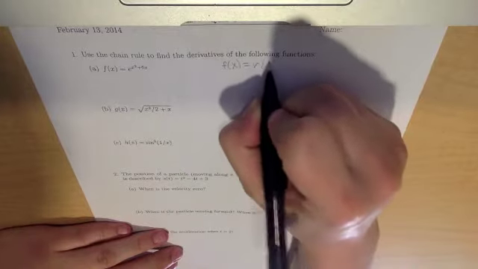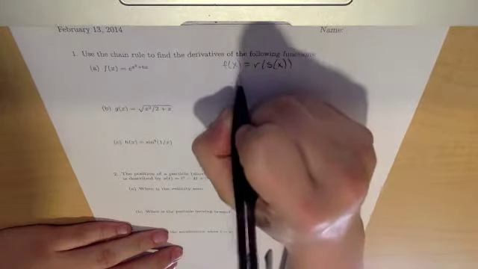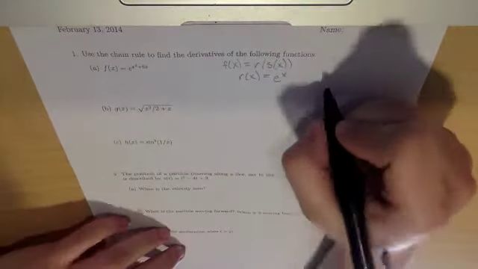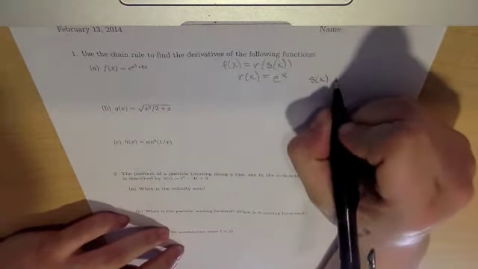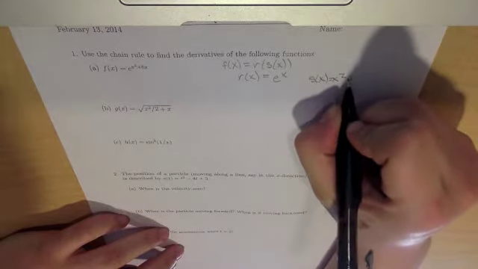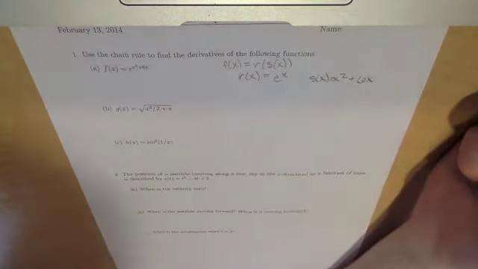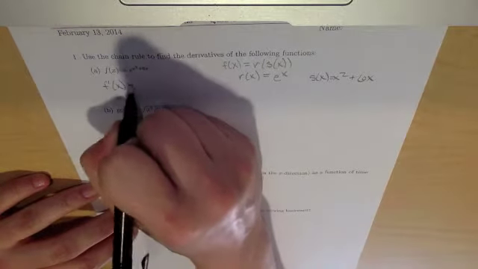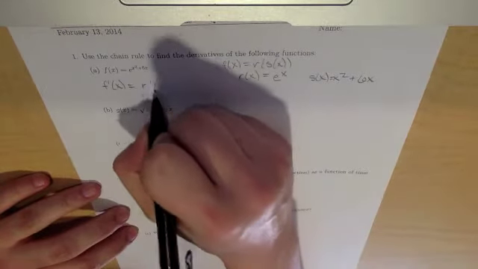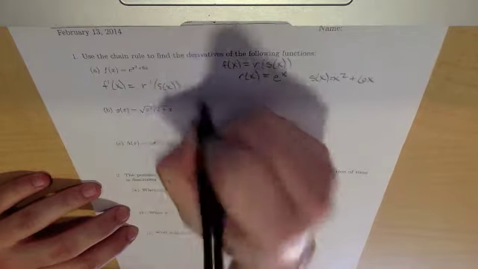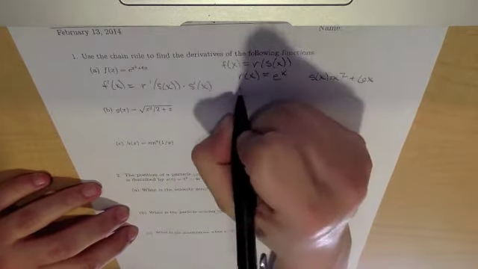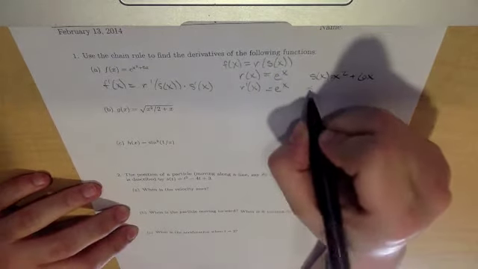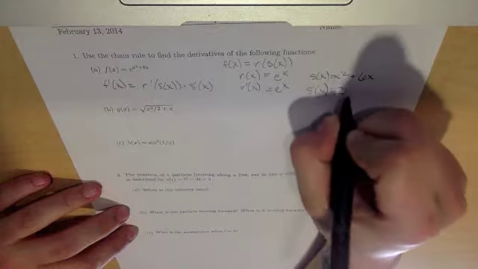I'm going to call them r and s, where r, the function r of x, is e to the power of x, and s of x is x squared plus 6x. Okay, so now we just need to apply the chain rule, which tells us that f prime of x is equal to r prime of s of x times s prime of x. Now, r prime of x, that's just e to the x, and s prime of x is 2x plus 6.